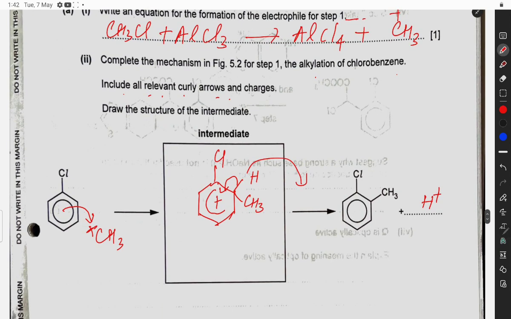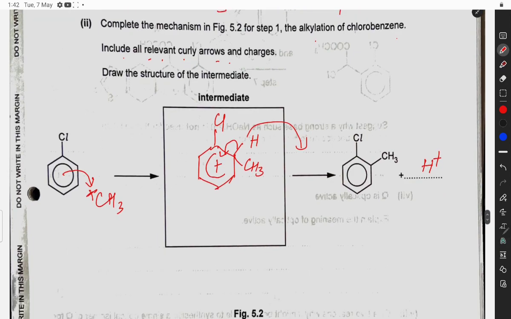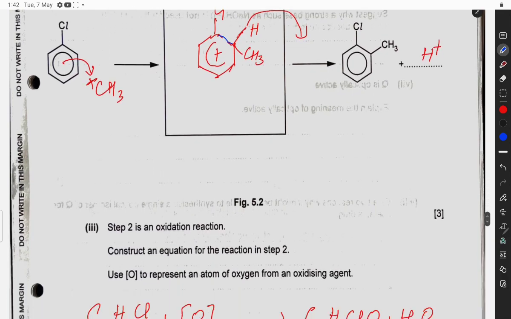Draw the structure of the intermediate, CH3, and this is the intermediate. Don't show this curly arrow, please avoid this. I just figured out this reaction, but you are not supposed to draw this arrow. So this is actually like this, okay, but you are not supposed to draw this. Now hydrogen ion is going to separate.